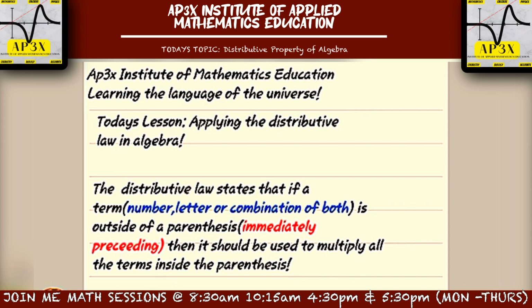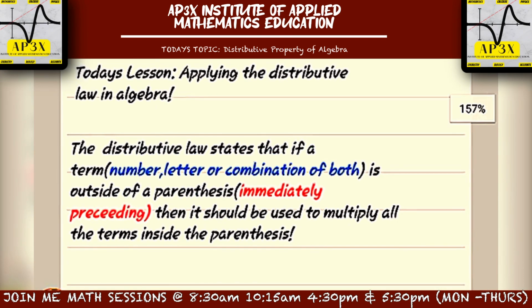And by definition here, you'll see that the distributive law states that if a term, and when I say a term, I refer to a number or a letter or a combination of a letter and a number, is outside of the parenthesis, and it has to be immediately preceding the parenthesis, then how do we simplify an expression? Then we use whatever is on the outside to distribute or multiply all of the terms that are inside the parenthesis.